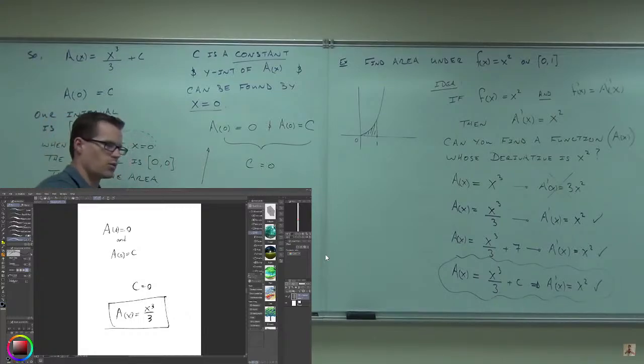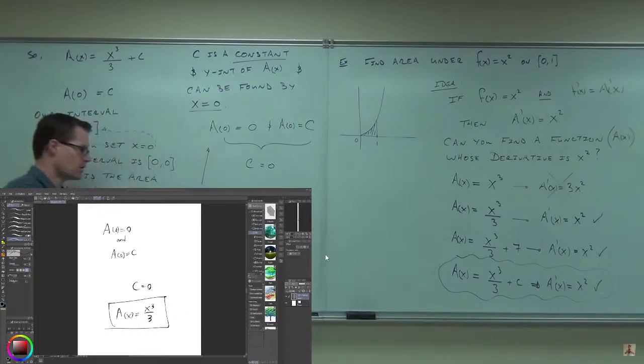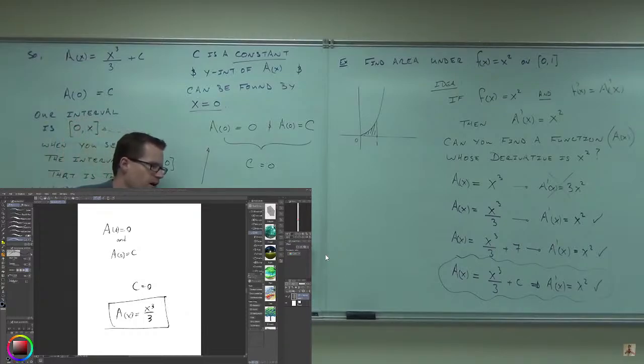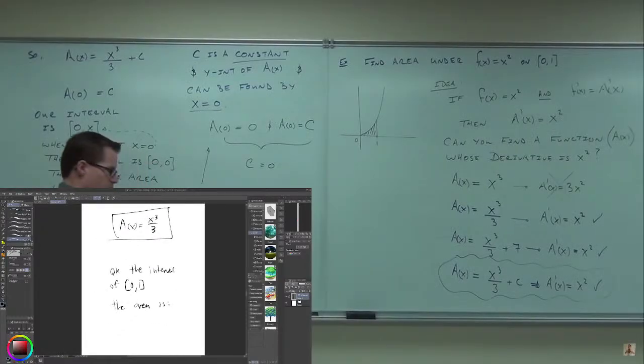On the interval of 0 to 1, the area is, well, let's fill that in. Our area went from 0 to x. Can you tell me what is the x value of our interval there, where we're stopping? You can now plug that in. Now that you don't have that c, you know the c is 0, right? You'd be able to plug in the x of 1. You go, okay, well, then the area that stops at 1 is 1 cubed over 3, or 1/3 square units.